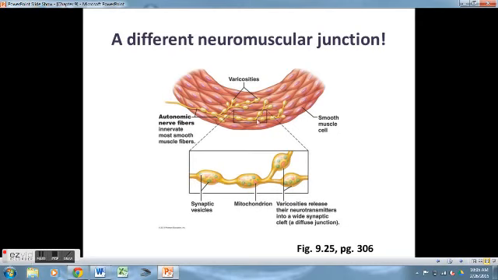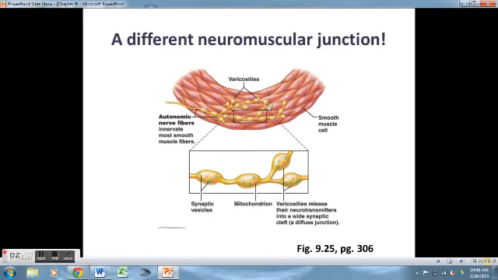Now, instead, we have autonomic nerve fibers because remember, smooth muscle is involuntary, whereas skeletal was voluntary. And instead of just having one synapse and one axon terminal, we now have these little bulging areas on the end of the nerve called varicosities, this word right here. And each one of these varicosities is capable of releasing neurotransmitters to communicate with that smooth muscle.